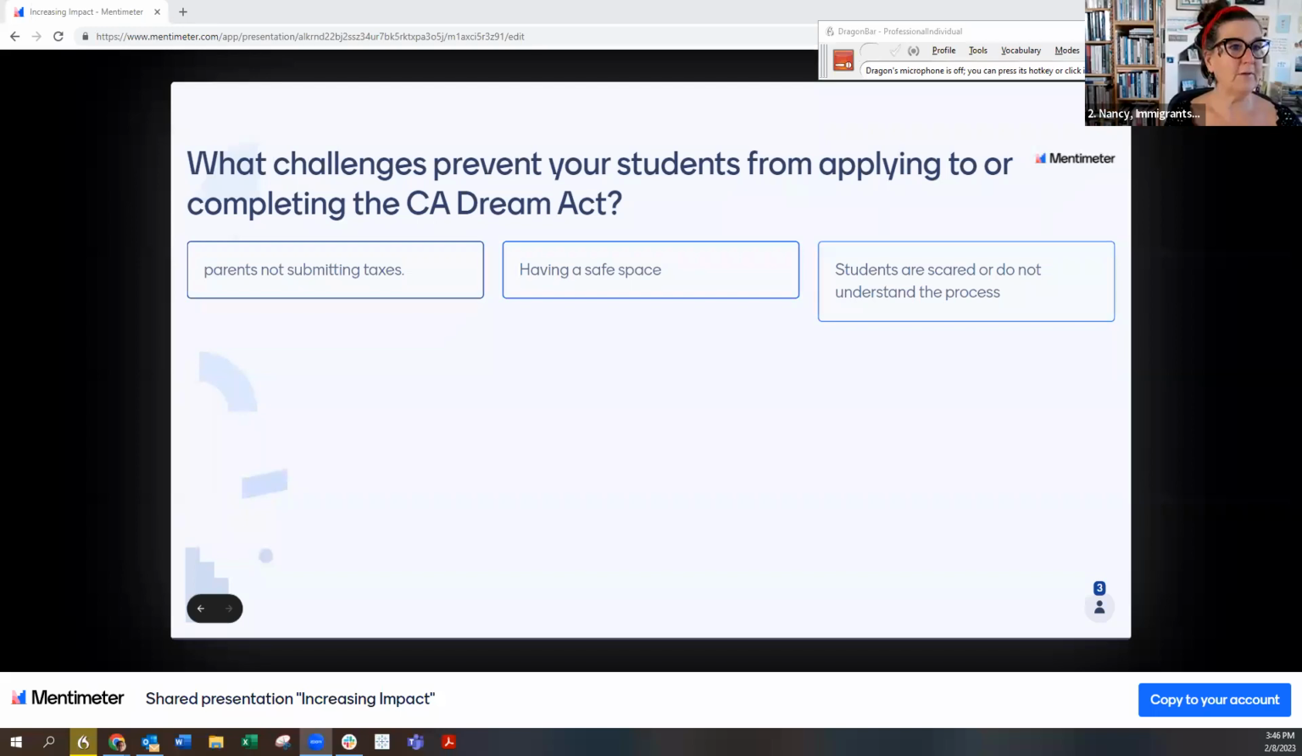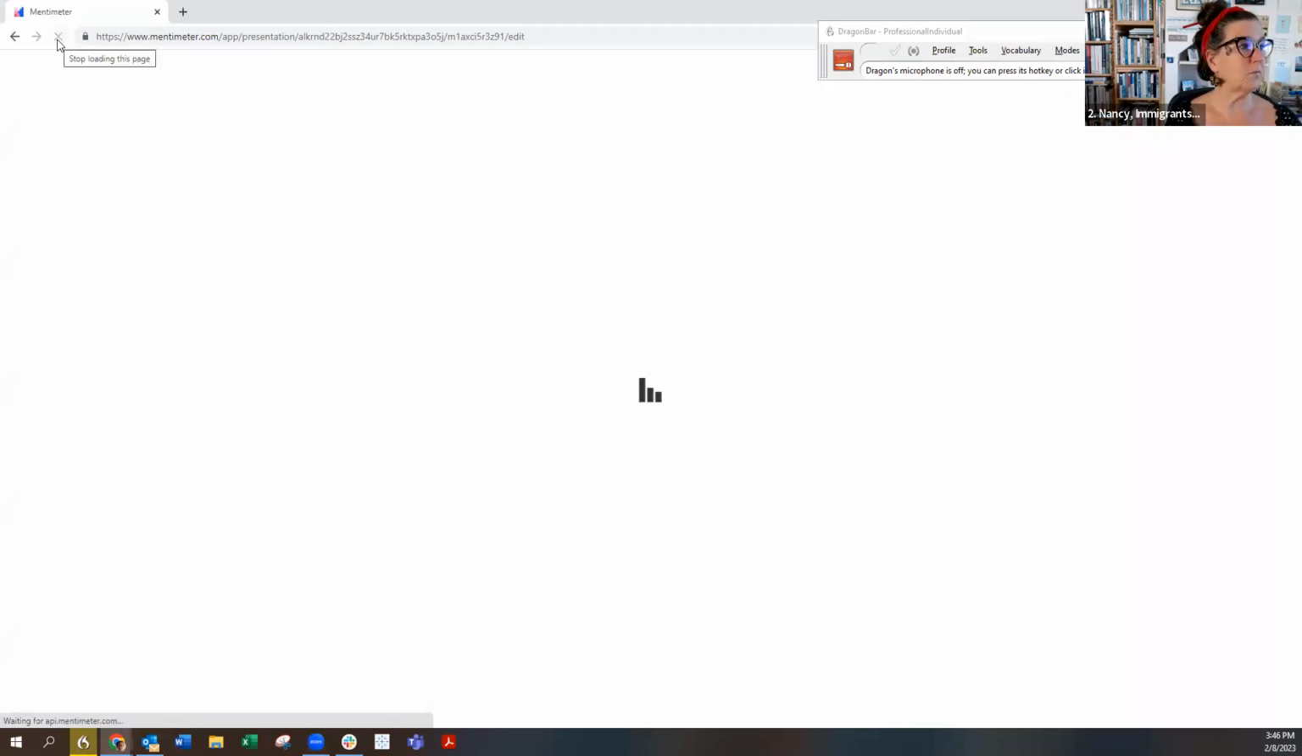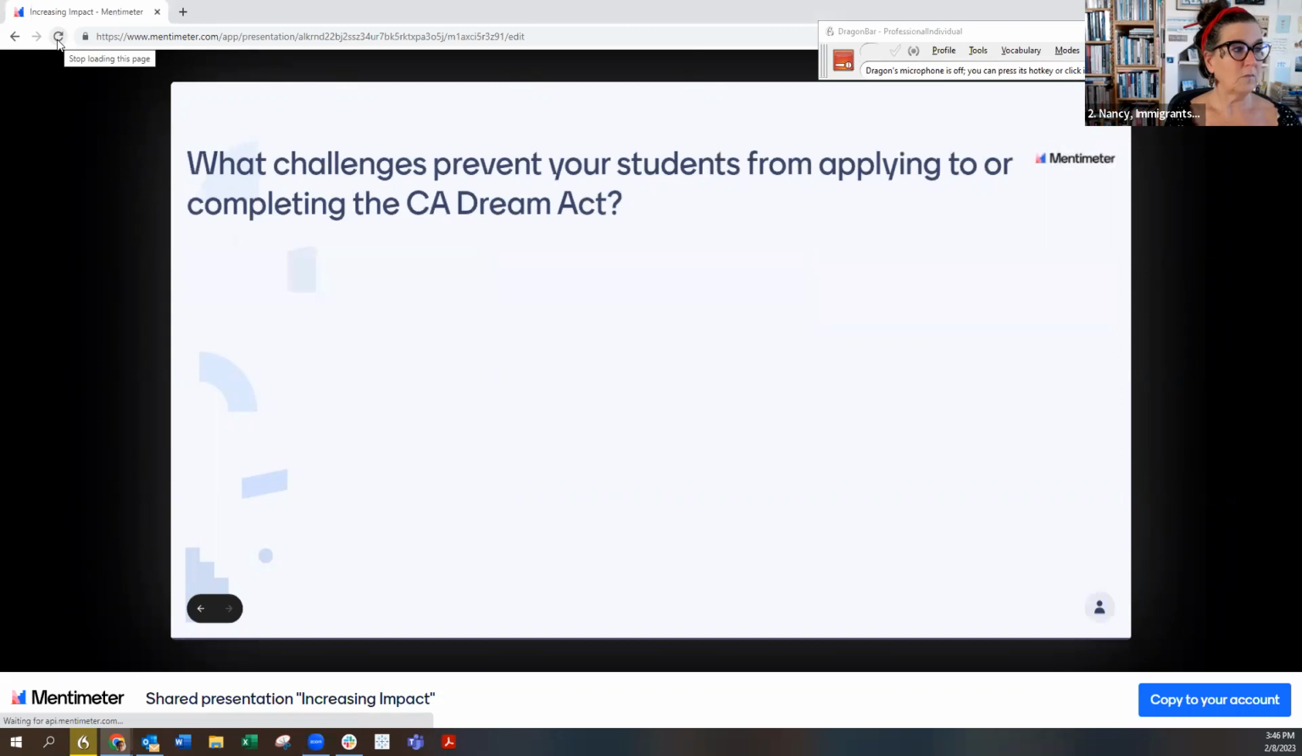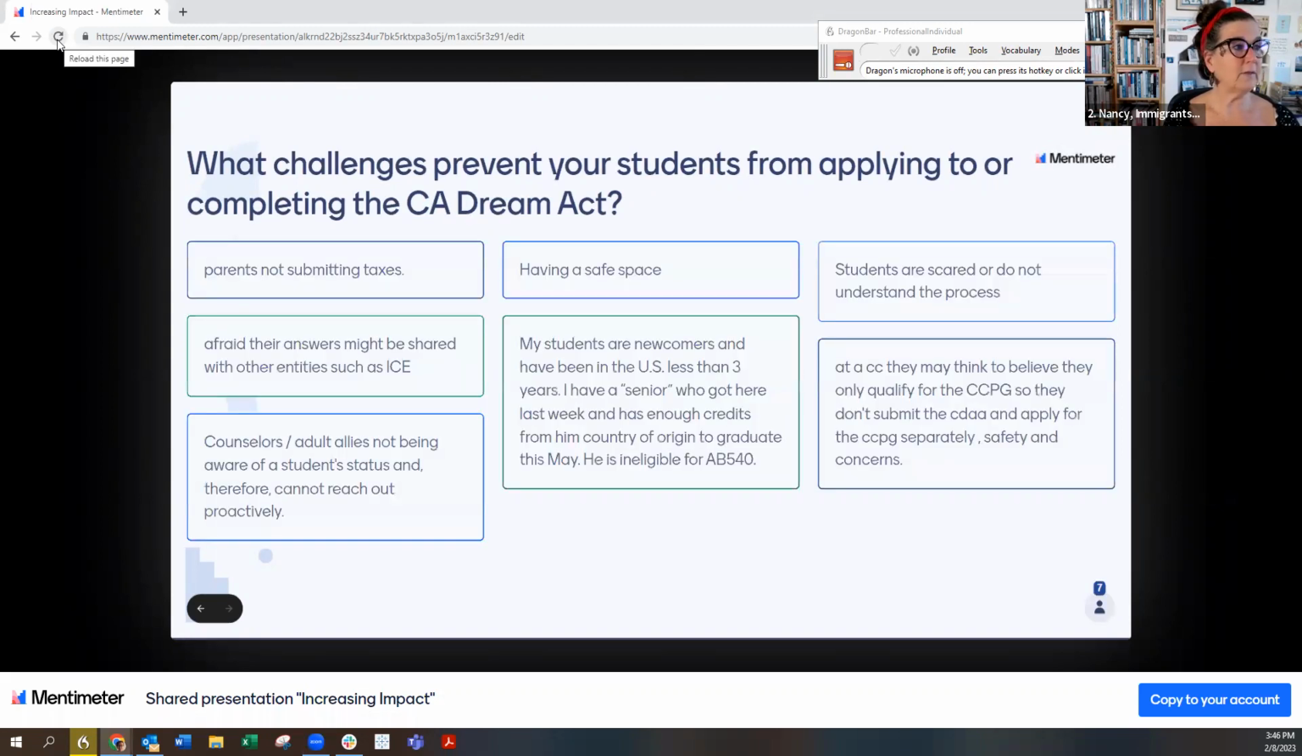I saw someone put up that the parents are not applying for taxes. I mean, if their parents haven't completed their taxes, having a safe space, right? Students are scared or don't understand the process. I definitely think that those are important. Afraid their answers might be shared with other entities such as ICE.